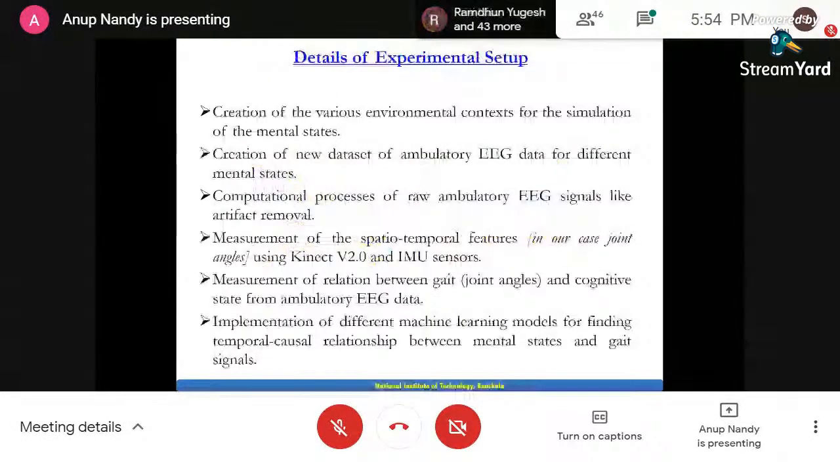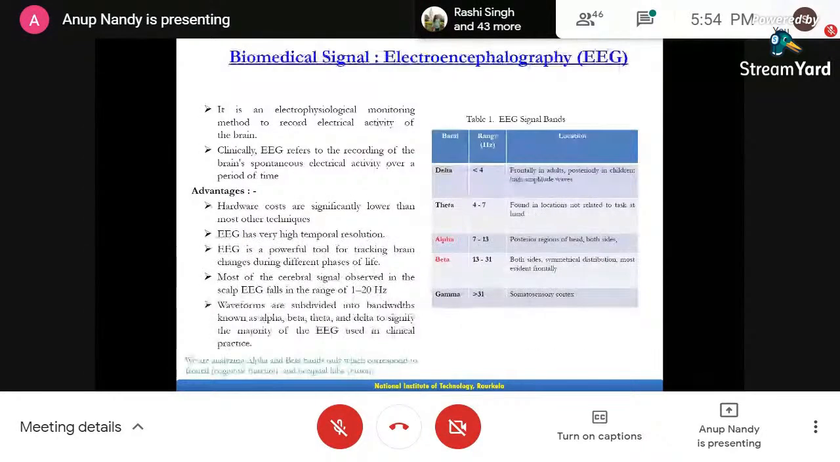This is my detailed experimental setup. I'm not going to get into all the details because it will take time. I just wanted to tell those interested in working with EEG signals about the bands: delta, theta, alpha, beta, and gamma. We are mostly analyzing the alpha and beta bands, because those correspond to the frontal and occipital lobes. In our frontal lobe we have cognitive function, and in the occipital lobe we have vision.